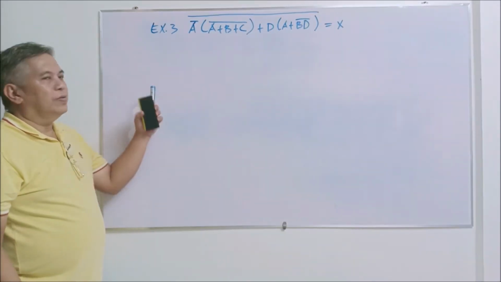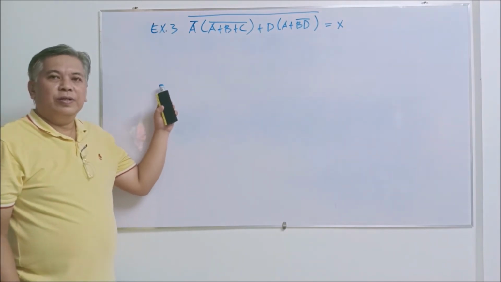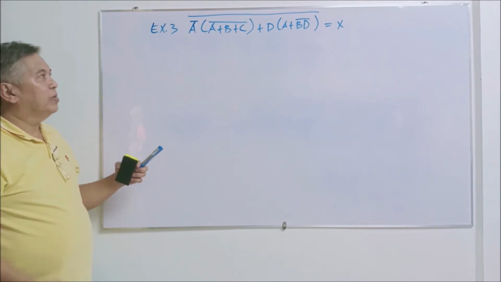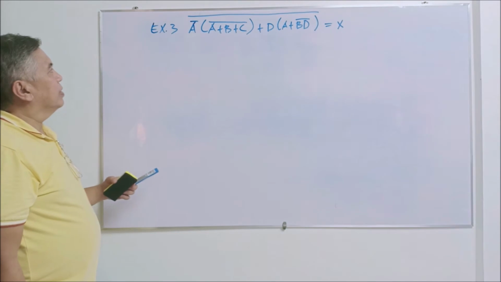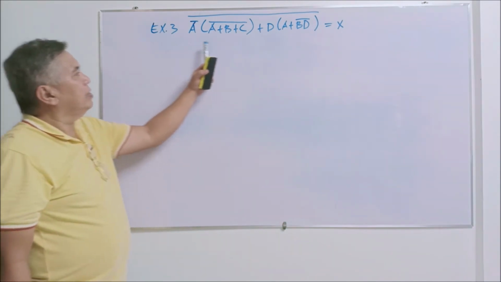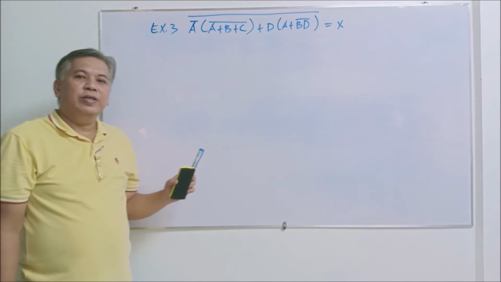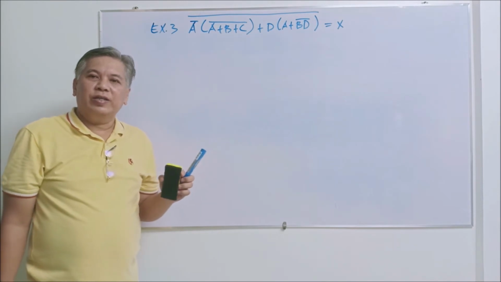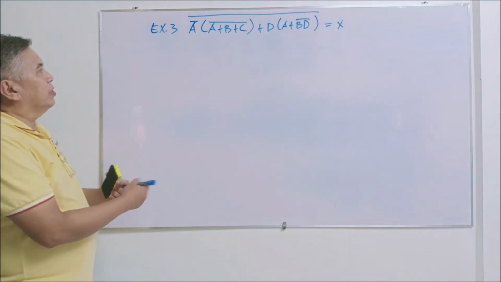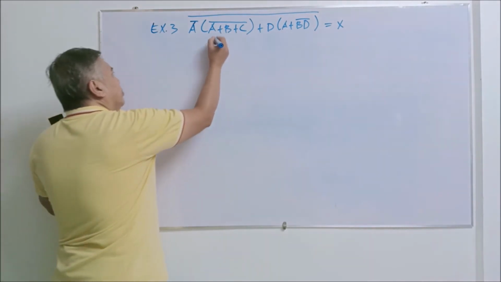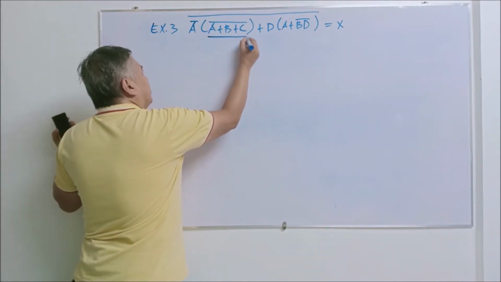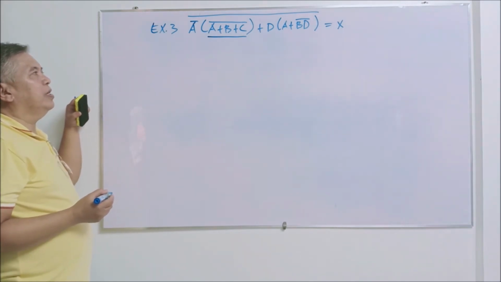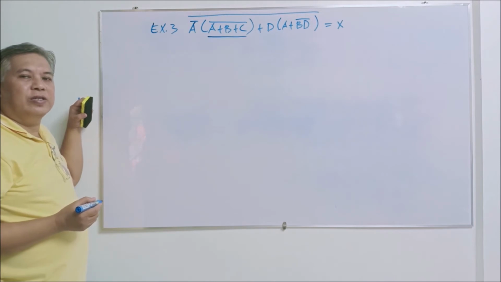Okay, so we have here example number, I think this is example number 4. Example number 3. Okay. So we have this equation, and we want to represent this equation with its Boolean or logical circuit equivalent. So the first step that you should do is to consider representing the equation inside the parentheses with its logical circuit equivalent.